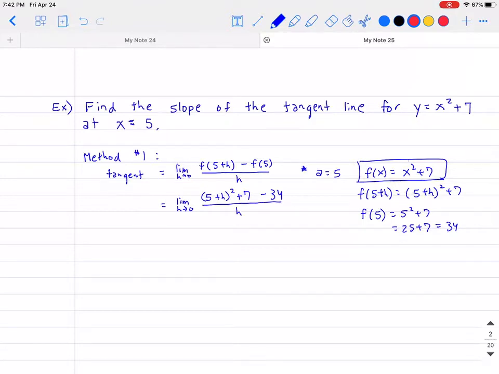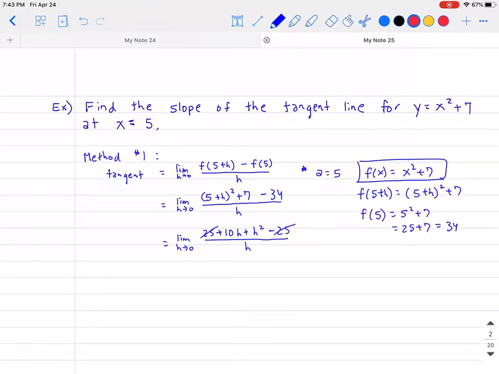So that's going to be equal to 34. So minus 34 over here, all divided by h. Now, if we clean that up a little bit, let's see if we can get something nice and clean. Limit as h approaches 0. For this part, (5 plus h) quantity squared, I have to expand it out using FOIL. So that's 25 plus 10h plus h squared. And if I take 7 minus 34, that would give me minus 25, all over h.